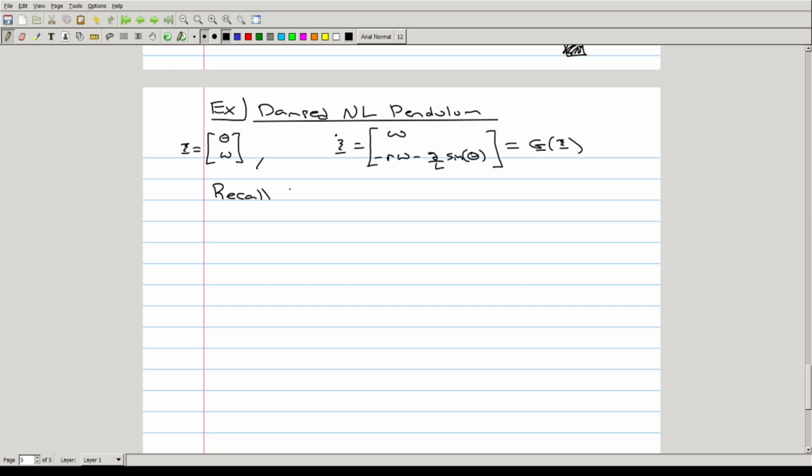And recall that the equilibrium points are when omega is 0 and theta is n pi, where n equals 0, plus or minus 1, plus or minus 2, plus or minus 3, and so on and so forth.